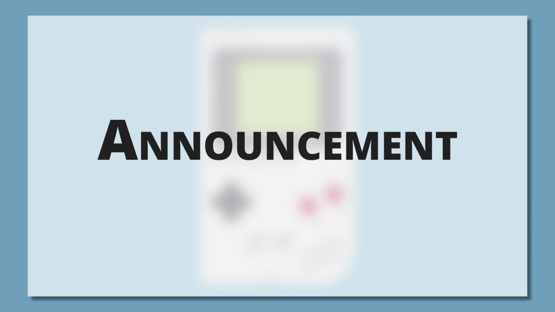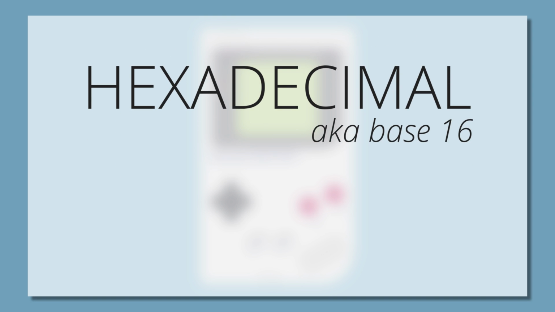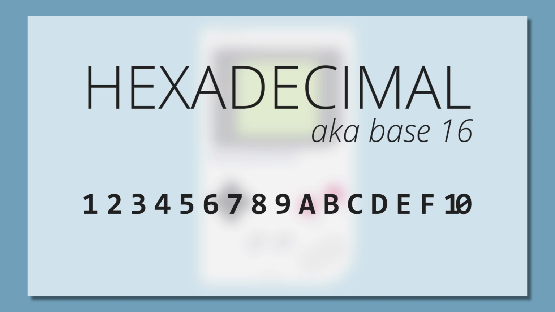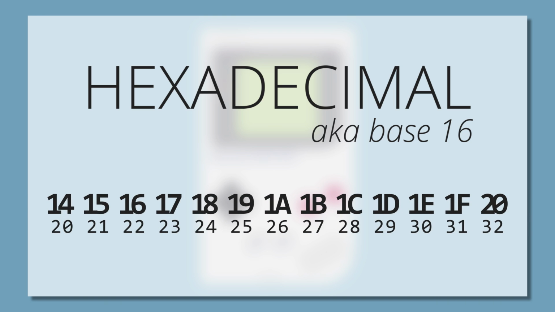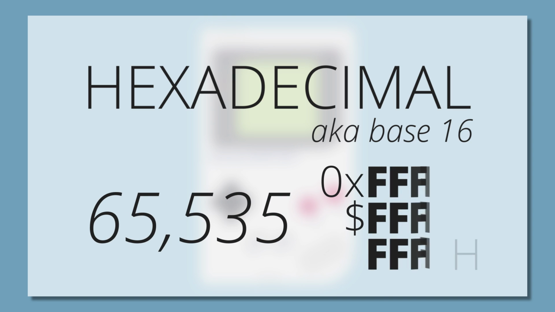A little announcement. All the addresses and positions in the rest of the video are mainly going to be shown in hexadecimal. If you know what hexadecimal is, please bear with me for just a minute. If you don't know what hexadecimal is, here's a super quick explanation. Hexadecimal is a counting system where after you reach 9, you keep counting using the letters A through F before moving to 10. This means that F equals 15, 10 equals 16, 1F equals 31, and so on. 65,535 in hexadecimal is FFFF. So the Game Boy's memory address space goes from 0 to FFFF.